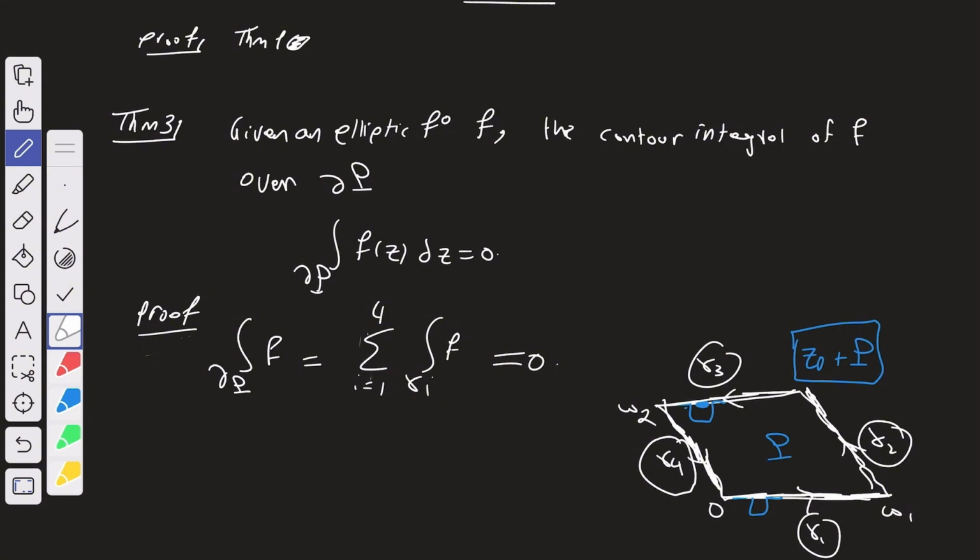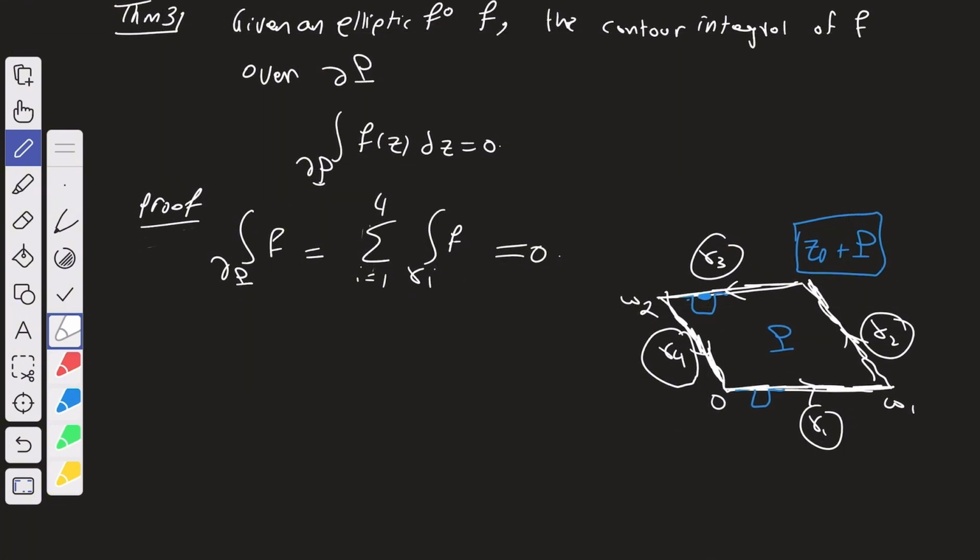Okay, so why are we saying this? Well, we're saying this because remember, from complex analysis, the integral over a closed contour has to do with the sum of residues within that contour. And this will allow us to understand an additional property of elliptic functions.